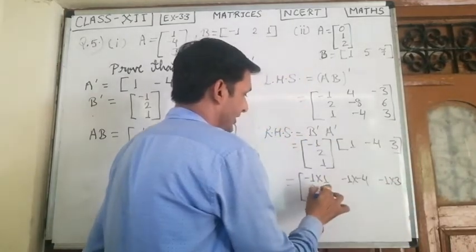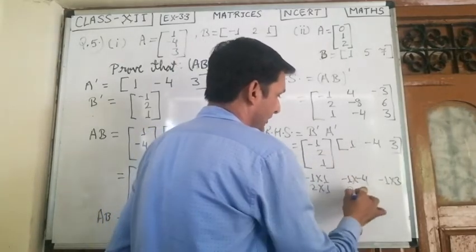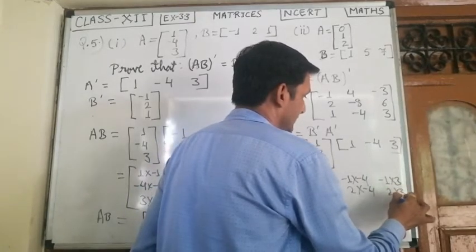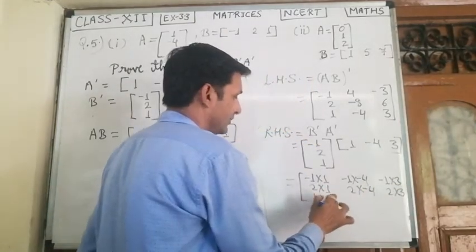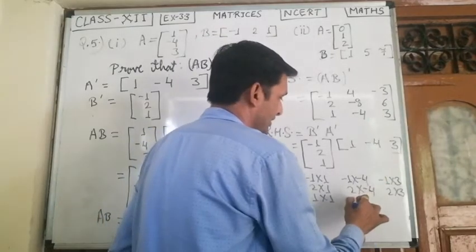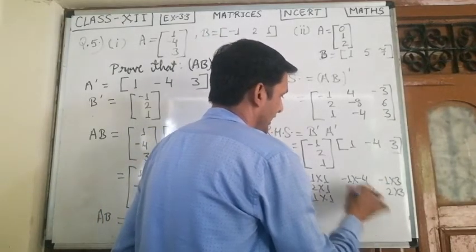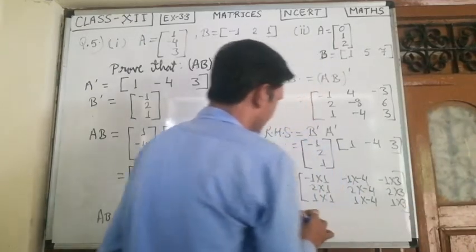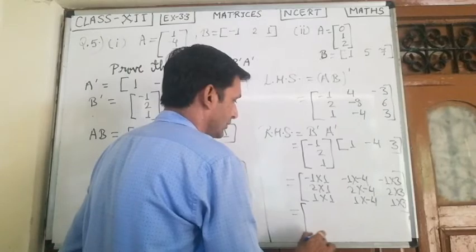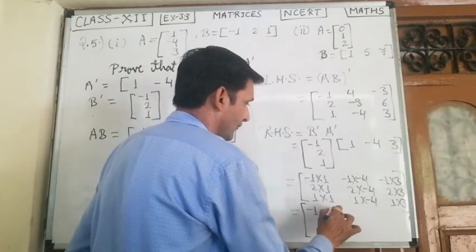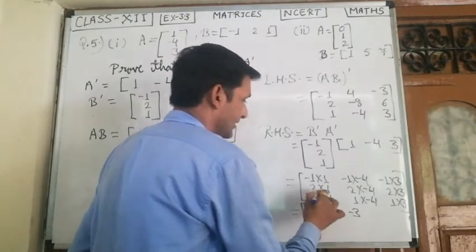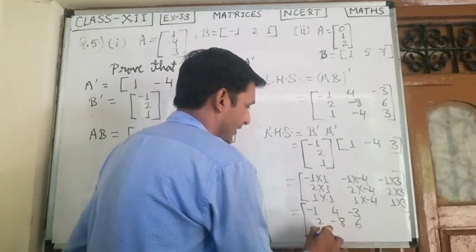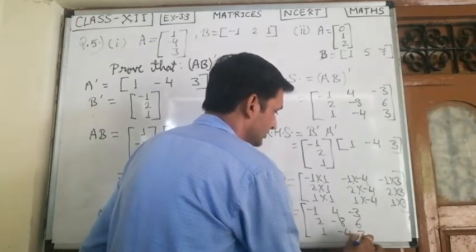2 is multiplied by 1, 2 is multiplied by minus 4 and 2 is multiplied by 3. Here 1 is multiplied by 1, this 1 is multiplied by minus 4 and this 1 is multiplied by 3. So it will be equal to minus 1, 4, minus 3, 2, minus 8, 6 and 1, minus 4, 3.